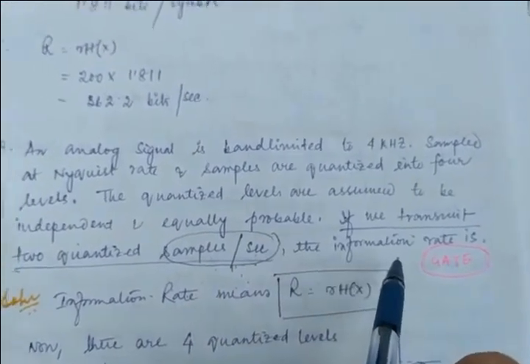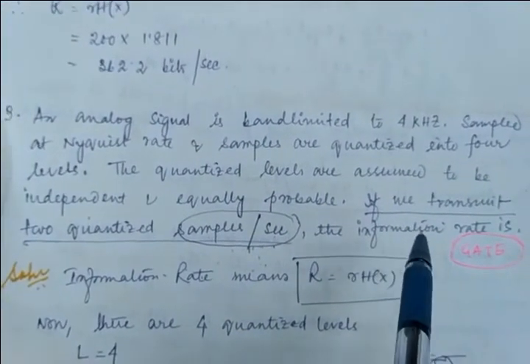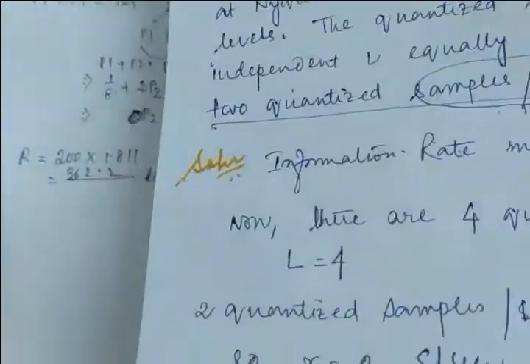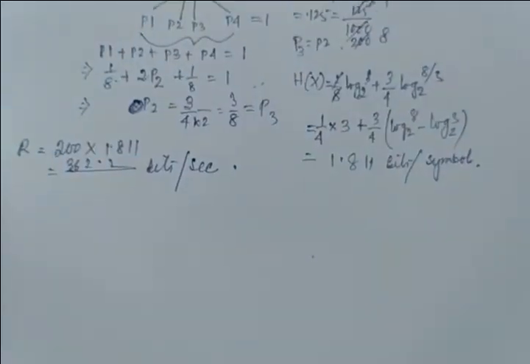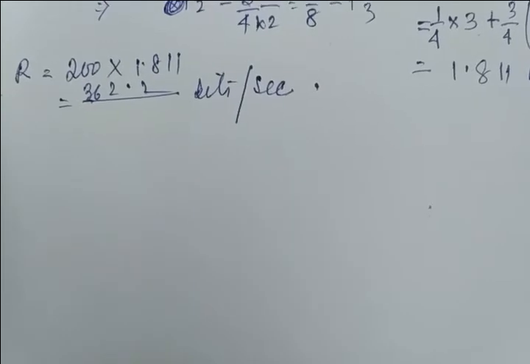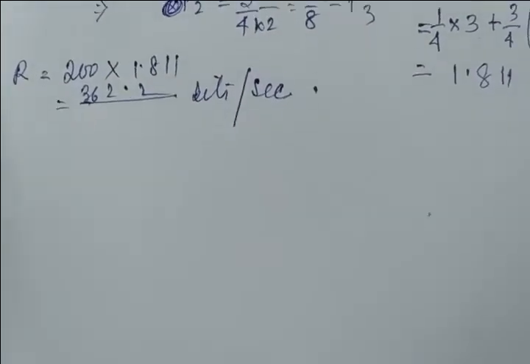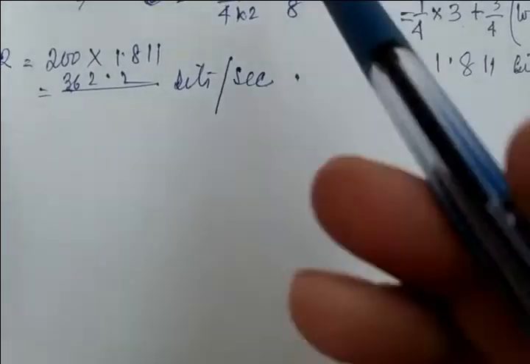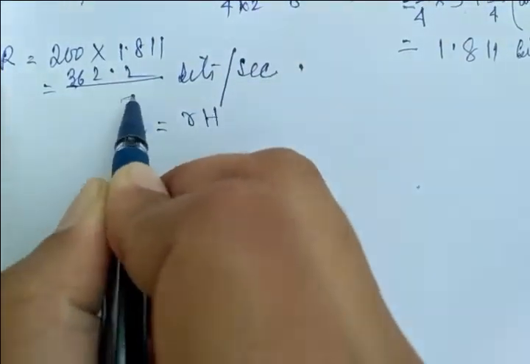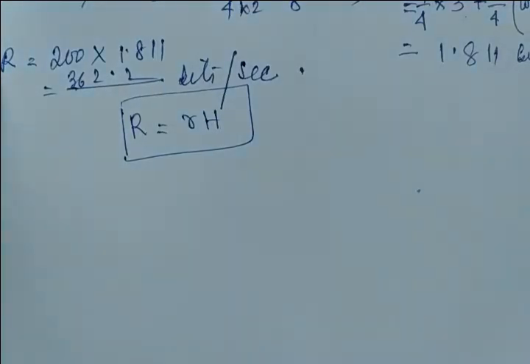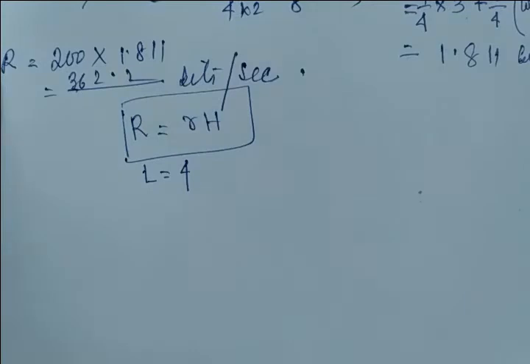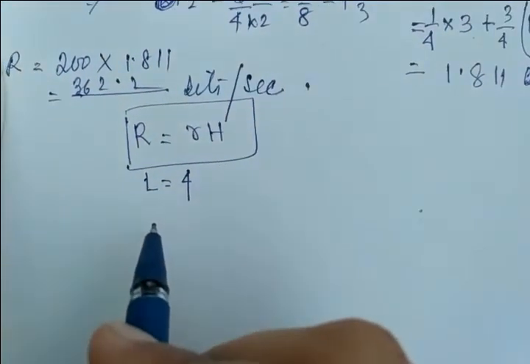The information rate is what you have to calculate. I have already discussed all the clues in the question, so I think it will now be easier for you to solve it. So how can you solve the question? What is the clue? Now the information rate will be calculated. My formula is R equal to r into H, right? And the level is 4, so L equal to 4.